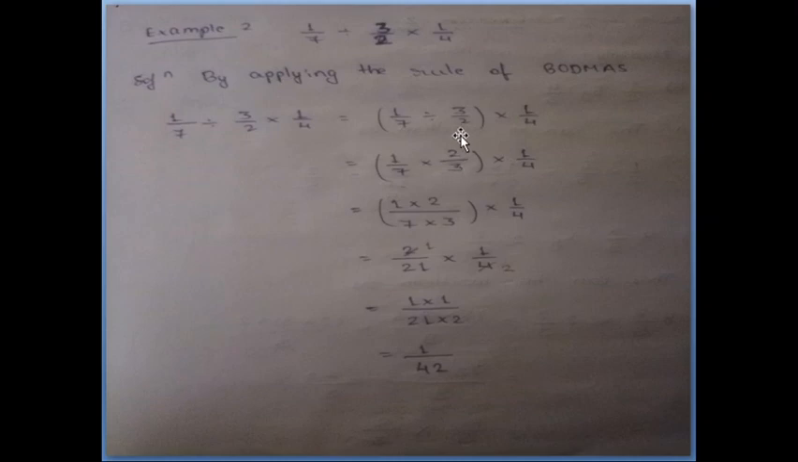2 by 3 is the reciprocal of 3 by 2, and this division will become multiplication, into 1 by 4. Then perform the multiplication of numerator and denominator, that is 1 into 2 divided by 7 into 3, into 1 by 4. So that equals 2 by 21 into 1 by 4. Now here, if cancellation is possible, do it. That is 2 into 1 is 2 and 2 into 2 is 4. So here we are left with 1 by 21 into 1 by 2, which is equal to 1 into 1 divided by 21 into 2, that is equal to 1 by 42.